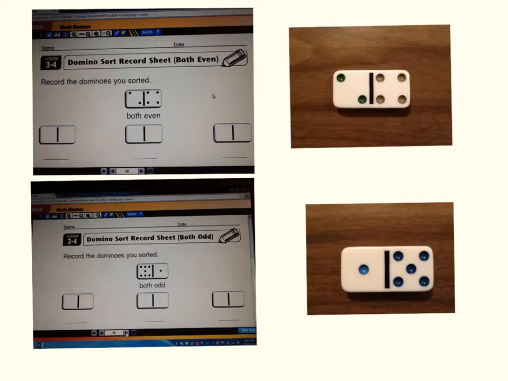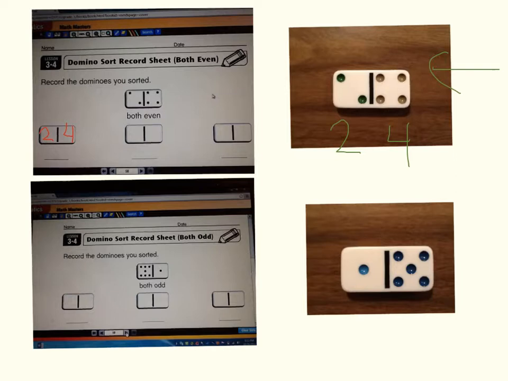So again, if we look at our domino and find a domino that has both sides that are even, like the one right here, we have 2 dots on this side and 4 dots on this side. Both sides are even numbers. We're going to take this information and put it on our recording sheet. Inside the first domino on the recording sheet, you would write a 2 for 2 dots and a 4 for 4 dots.